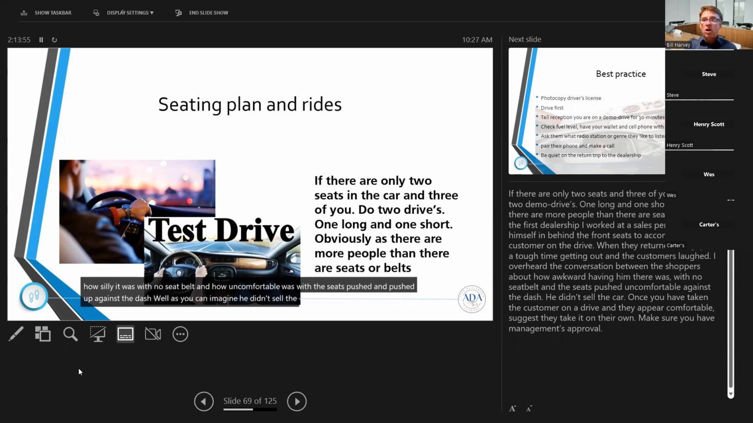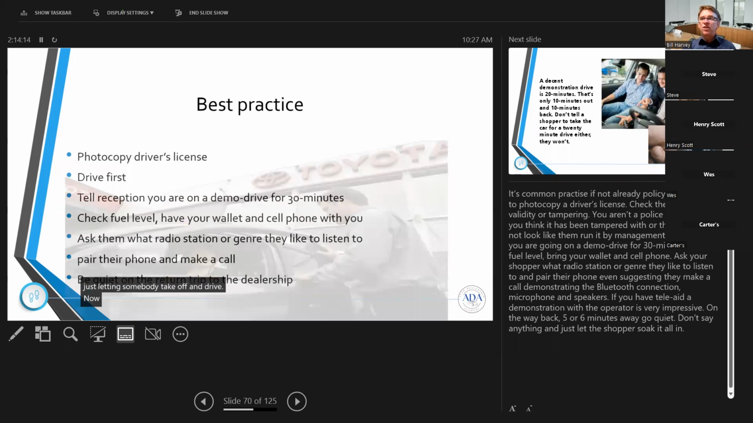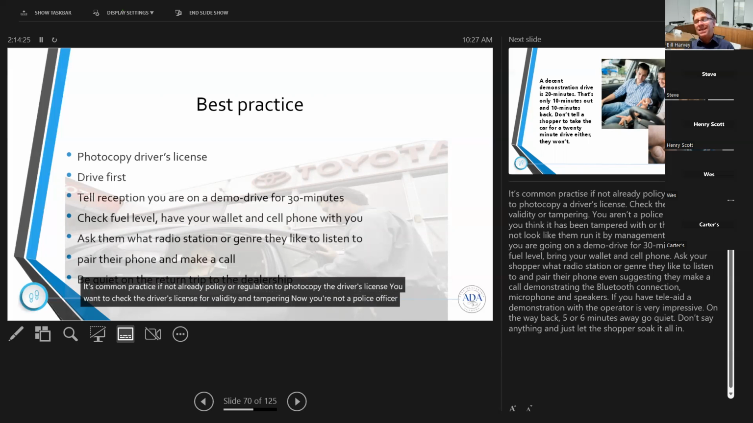Once you've taken the customer on a demonstration drive and they appear comfortable with it, then you can suggest that they take it on their own. You may get a request if they want to take it on their own. Just make sure you have management's approval before letting somebody take off and drive. Now, it's common practice, if not already policy or regulation, to photocopy the driver's license. You want to check the driver's license for validity and tampering. Now, you're not a police officer, but if you think the driver's license has been tampered with or the picture does not look like them, then run it by management ahead of time.